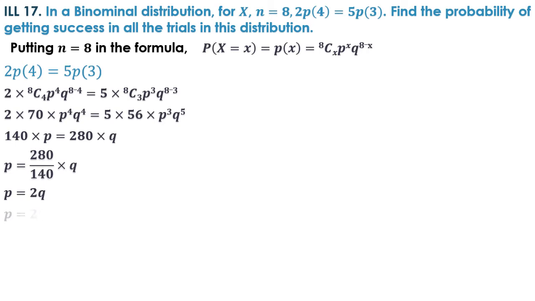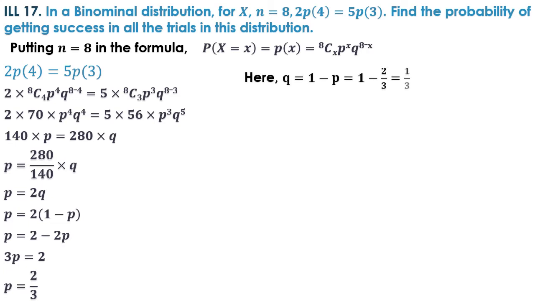Now we know that Q is 1 minus P. So 2 into 1 minus P will be 2 minus 2P. And when I change the side of 2P on the left, it becomes P plus 2P, 3P is equal to 2. And when again I change the side of 3, it becomes P is equal to 2 upon 3. So the value of probability of success is 2 upon 3. So the value of failure will be 1 minus 2 upon 3, 1 upon 3.